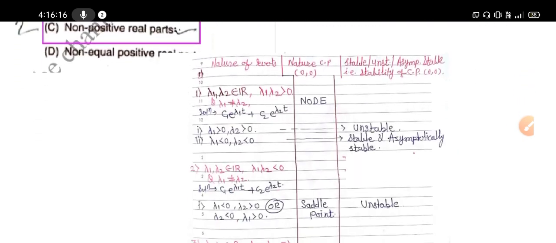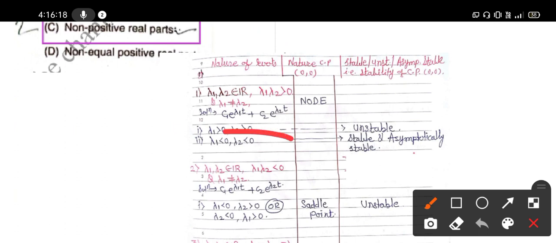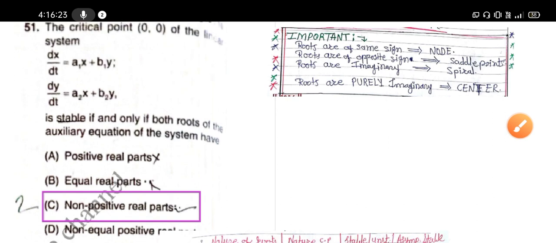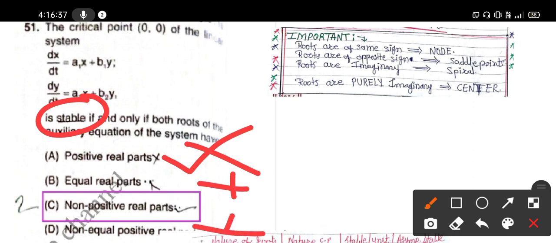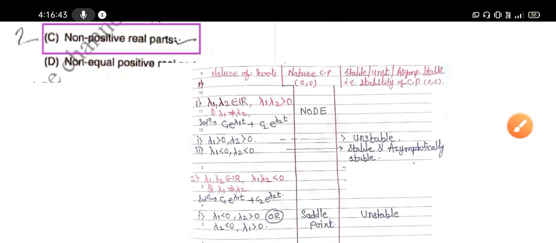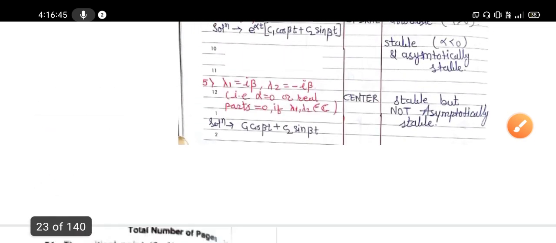Here it is given stable if the roots are negative. So in the options we check: positive real root, discarded; equal real part, no; non-equal positive real part, that is also not true. Here option C is correct, non-positive real part, that is negative root. Next question, this is also the same.